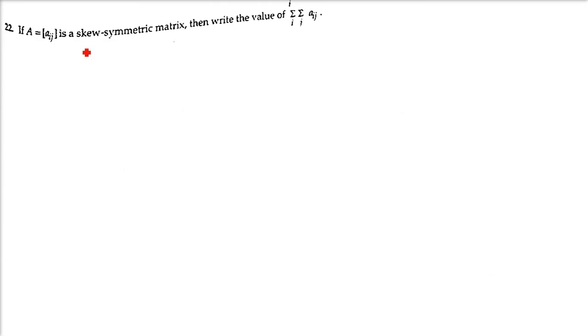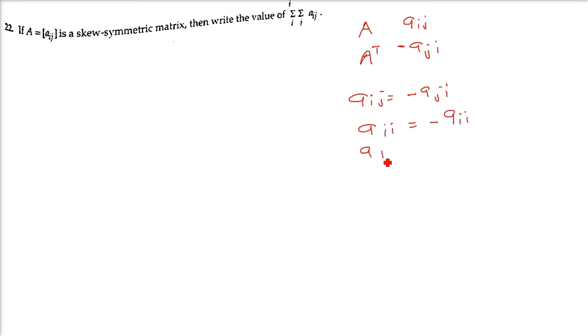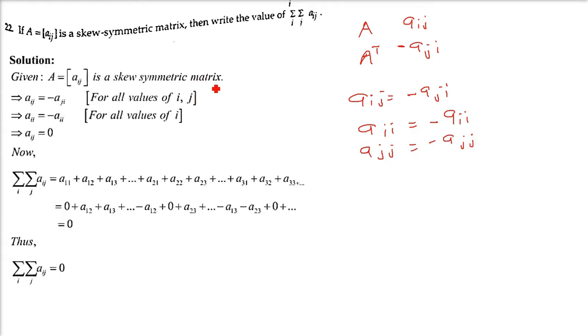If Aij is a skew symmetric matrix, then write the value of the sigma of Aij. I just told you about skew symmetric matrix. Assume that a matrix A is there. When we take the transpose, Aij will become Aji, because we are simply changing row and column. Since it is a skew symmetric matrix, Aij equals minus Aji. If you replace j by i, then Aii equals negative of Aii.